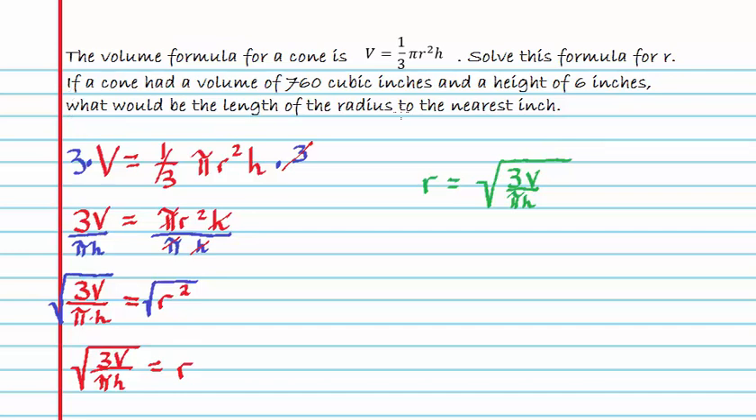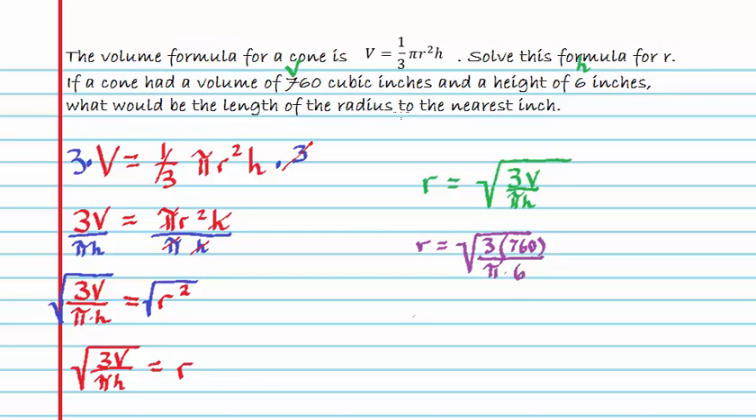It tells me if a cone has a volume of 760, so I'm going to plug 760 in for V, and a height of 6 inches. So I'll plug 6 in for H. And then it's just going to be simplifying and rewriting it to the nearest inch. So I'm solving for R, and when I plug everything in, I have the square root of 3 times my volume, which in this case is 760, divided by pi times h, which in this case was 6.